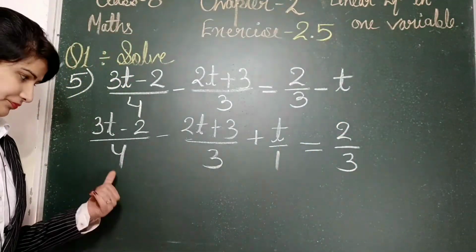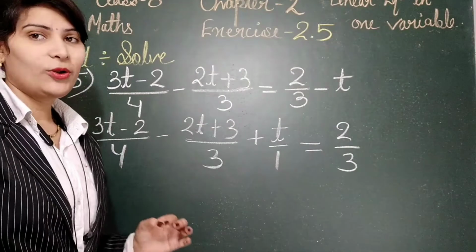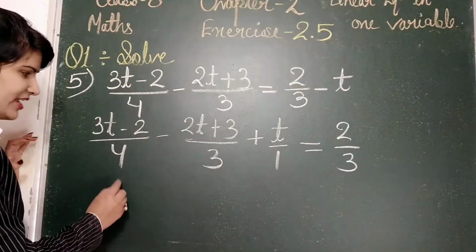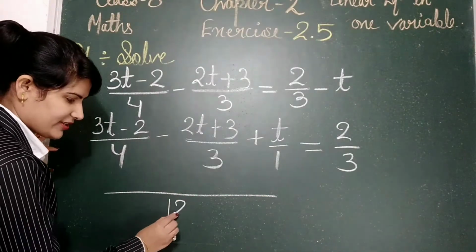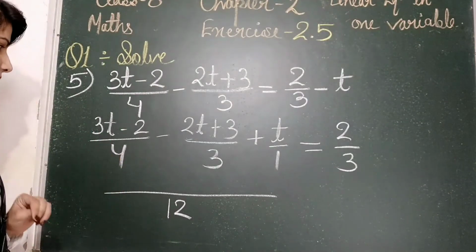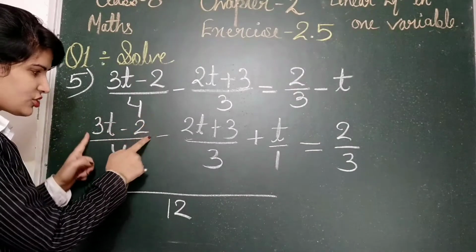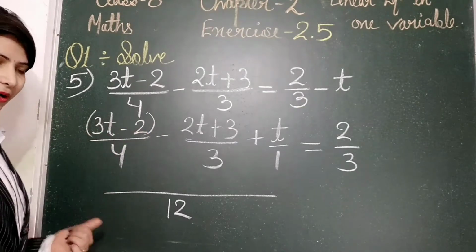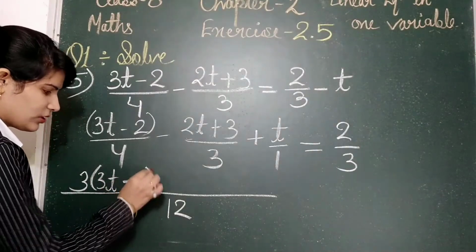Now what do we have to do? By taking the LCM, solve the equation step by step. Look very carefully because it is a little bit different. Now 4, 3, 1. What is the LCM of 4, 3, 1? 12. Now 12 divided by 4, what do you get? 3. And 3 is multiplied by the complete numerator. 3t minus 2 is the complete numerator, don't be confused. This whole numerator will be multiplied by 3. So 3 multiply 3t minus 2, like this.